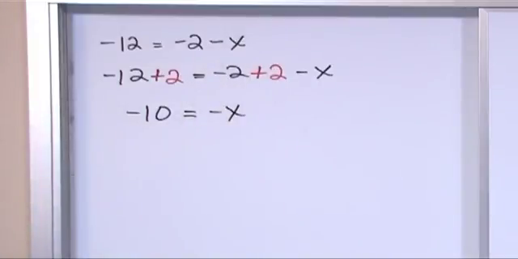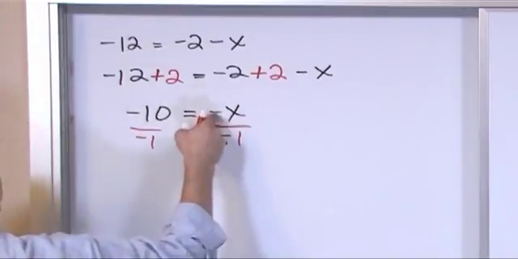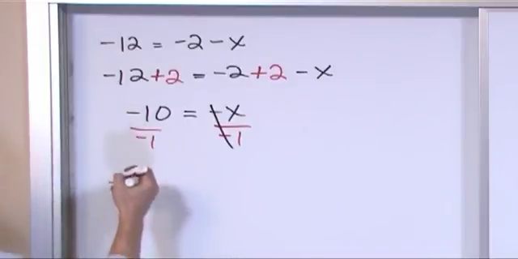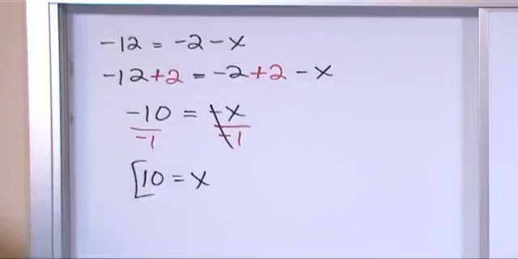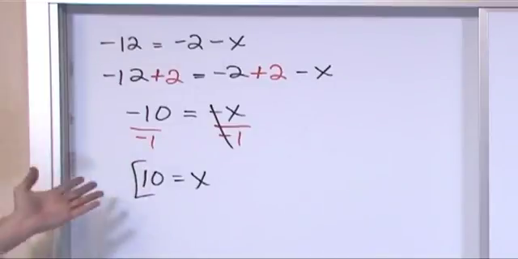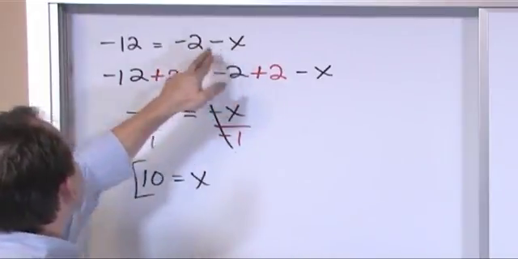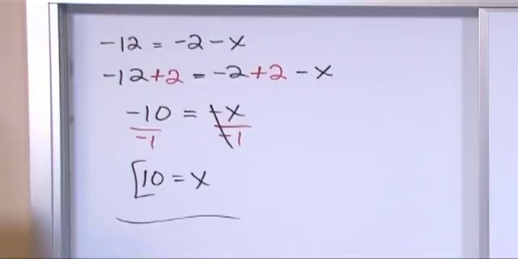Right? And so we're not quite done yet though. We have to divide both sides by negative 1 so we can get rid of this negative sign. So what we'll have over here, negative 10 divided by negative 1 will give us positive 10 is equal to x, and x will be equal to 10, and that's the answer. And you can see that it's the answer because if you put 10 in here, then you have negative 2 minus 10. That does equal negative 12. So you've done the right thing.